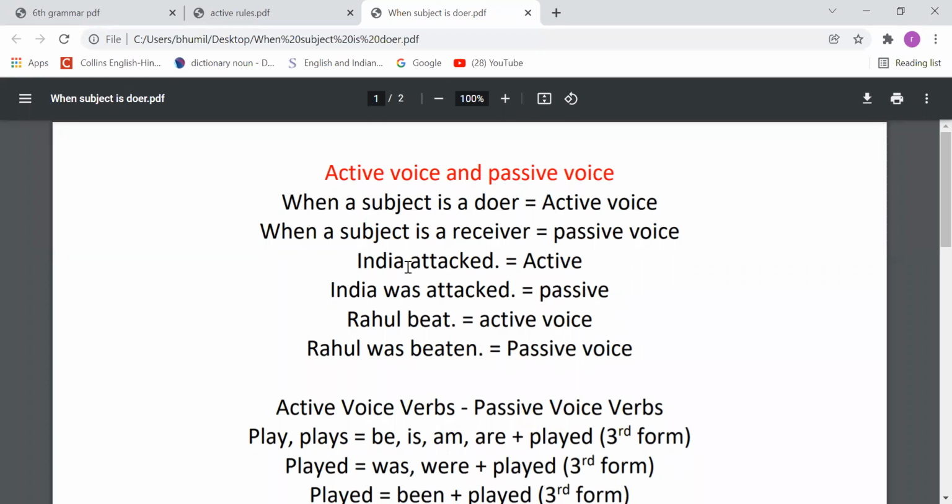Like I told you, India attacked, so India is the doer in this sentence. Along with this, India is the subject also. But in the second sentence, India was attacked, India is the subject, but it is not the doer. India did not do anything, it is the receiver of the action. That's why we have made a passive sentence here, right? We have understood all these things already.